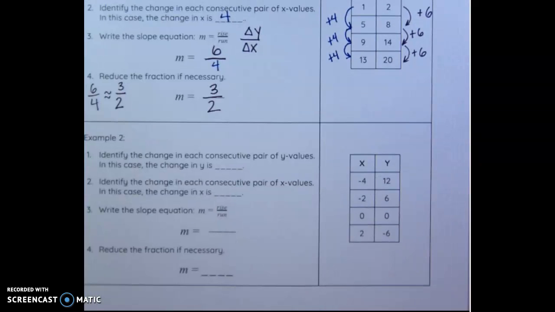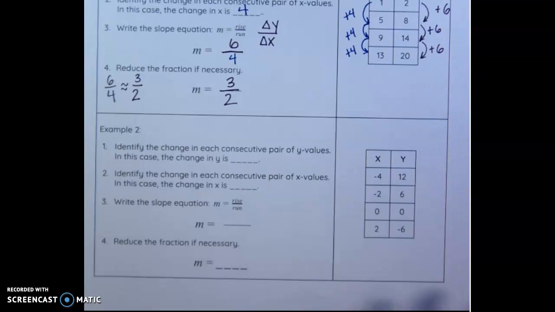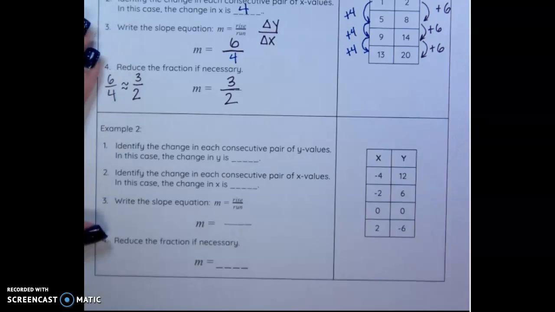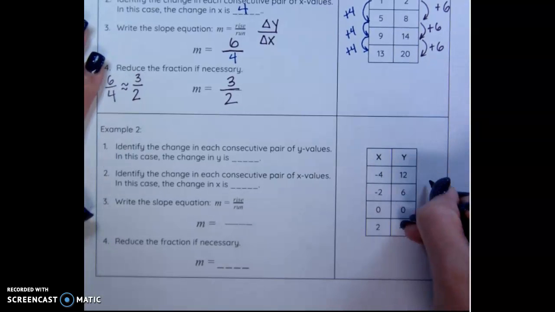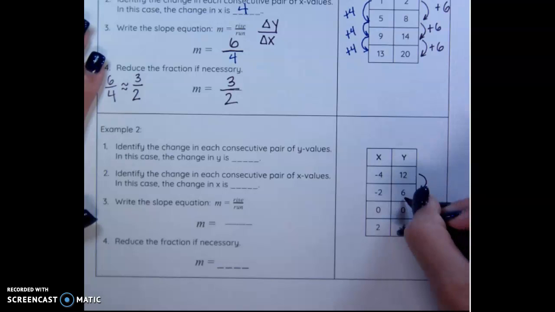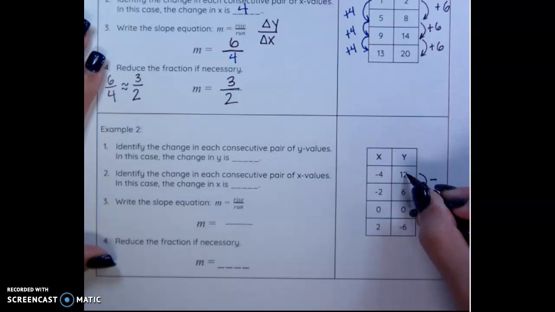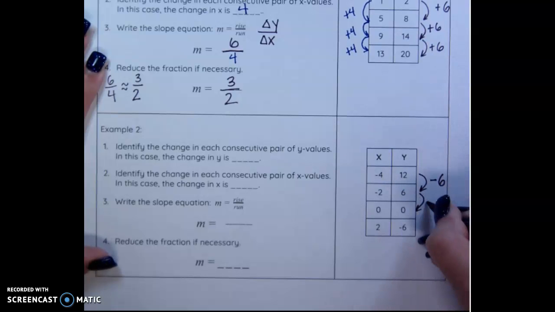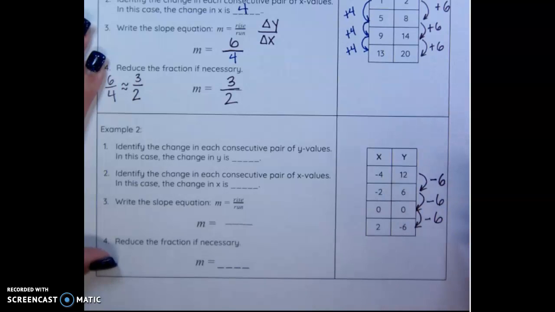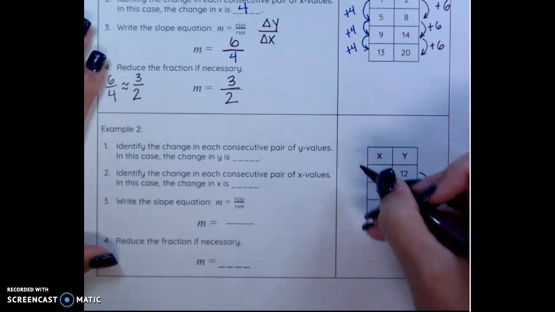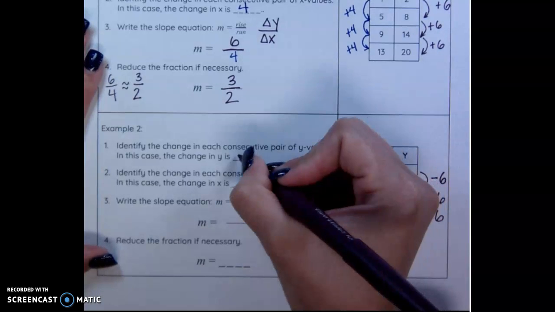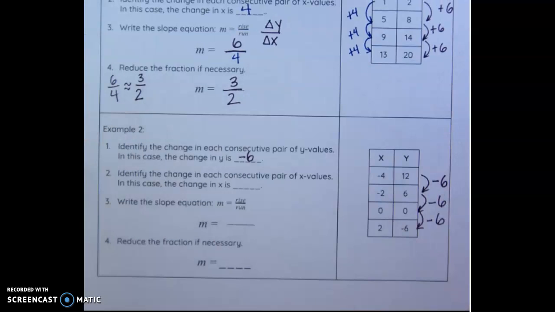Let's look at example 2. It's going to be the same thing. Identify the change in each consecutive pair of y values. So how much does it go up or down? In this case, we're going from 12 to 6. That's going down, so it's a minus. 12 minus 6 is 6. To get from 6 to 0, we have to subtract 6. And from 0 to negative 6, we're still subtracting 6. So my change in y is negative 6. We're going down 6.